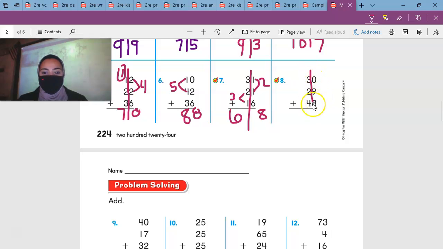9 plus 9 is 18, but then take away 1 because 8 is less than 9. So 18 take away 1 is 17. So 9 plus 8 is 17. And then 1 plus 2 is 3, and 3 plus 3 is 6, and 6 plus 4 is 10.